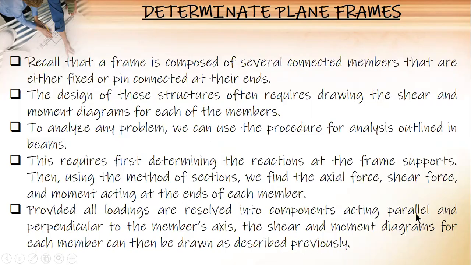So, given a particular frame, cut it at the junction of each member. At the ends of each member, consider it as a beam with three unknown forces: axial force, shear, and moment. And then after you prove that it is in equilibrium and you have checked everything, you can start drawing the shear and moment diagrams.